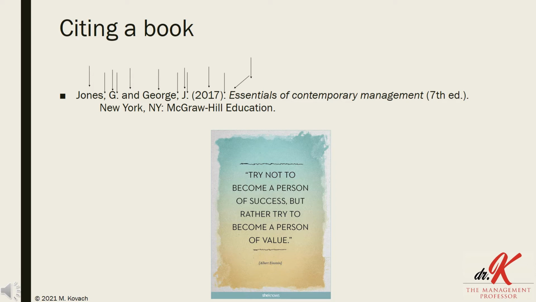Because this book has multiple editions, notice that the 7th edition is listed, followed by "ed.", then right parentheses, period. The city is listed, followed by a comma, then the two-letter state followed by a colon. The publisher's name is listed, followed by a period, and notice that the second line is indented.